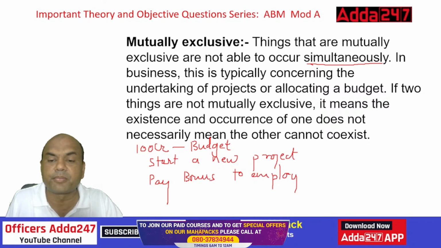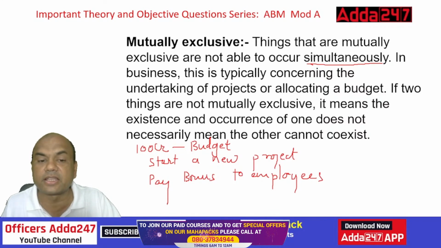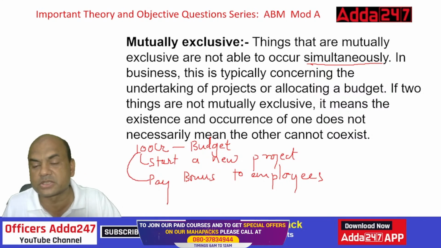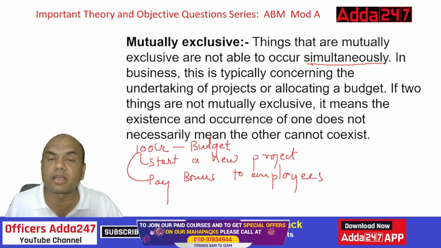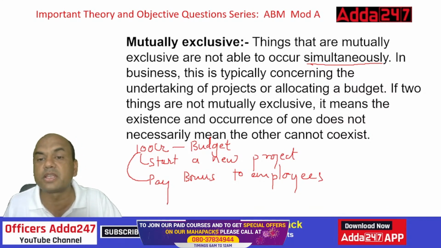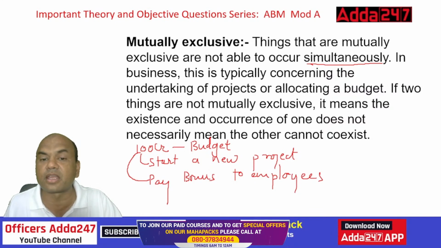Exclusive means they cannot occur simultaneously. Either I'll have to give 100 crores for the project, or I'll have to give this 100 crores for paying bonus to the employees. So they can't occur at the same time. That's why these events are called mutually exclusive. In business, this is typically concerning the undertaking of projects or allocating a budget, right? Undertaking the project or allocating a budget.